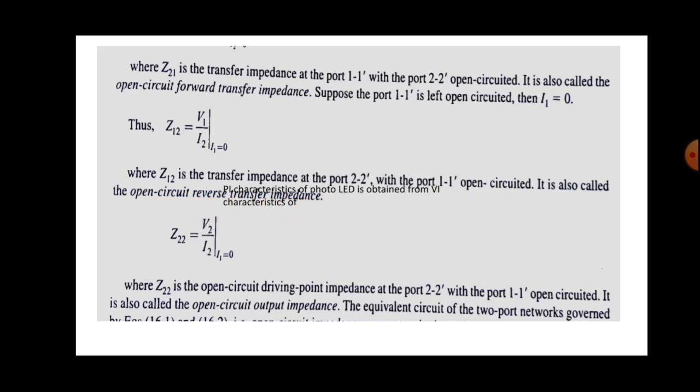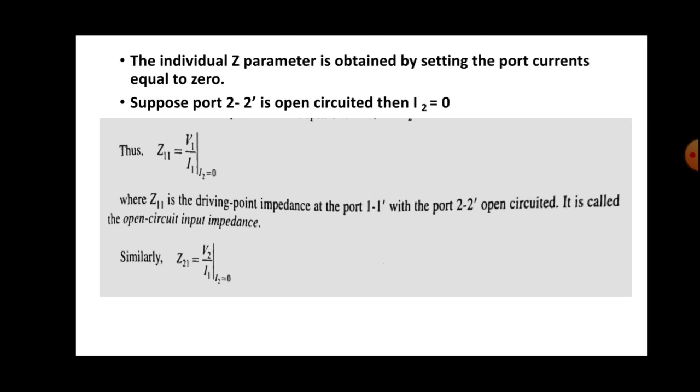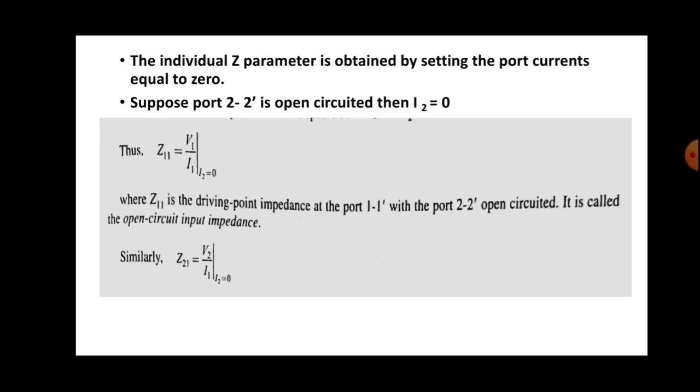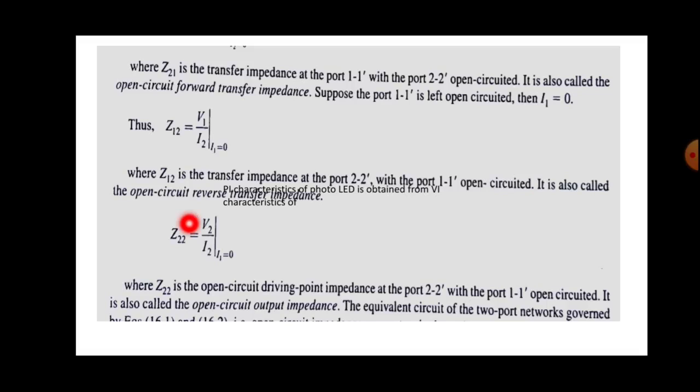Next, similarly when I1 equal to 0, go to the equation. When I1 is equal to 0, this term will become 0. Then you will get the equation V2 equal to Z22 into I2. So you can get the value Z22 equal to V2 by I2, and write Z22 equal to V2 by I2 at I1 equal to 0.